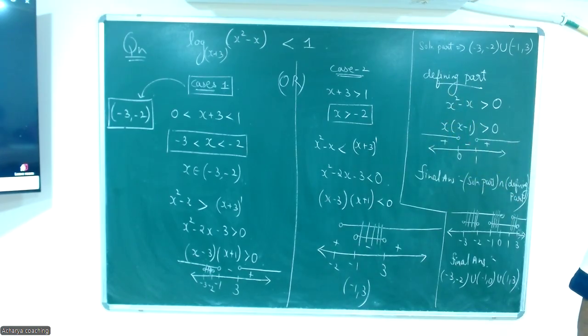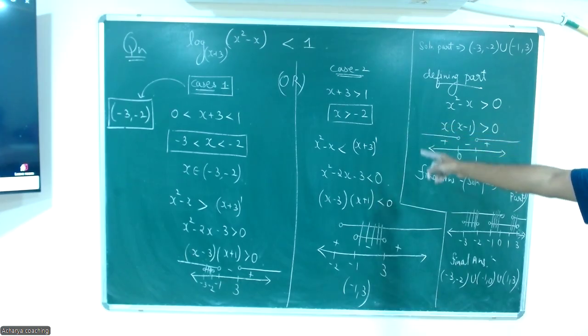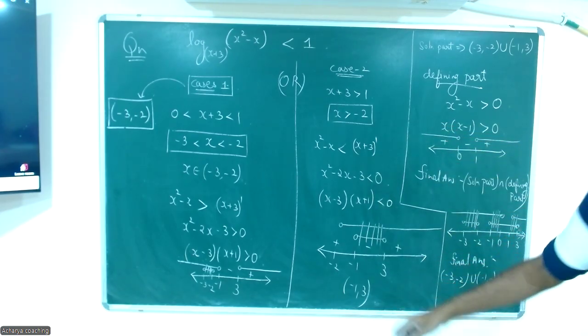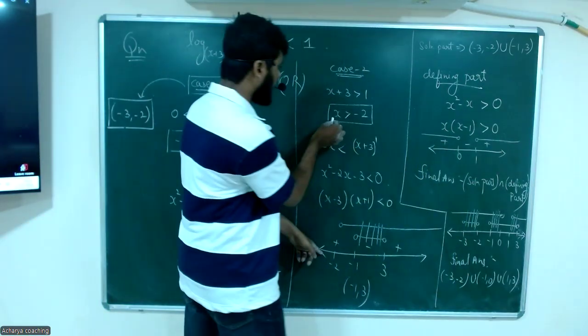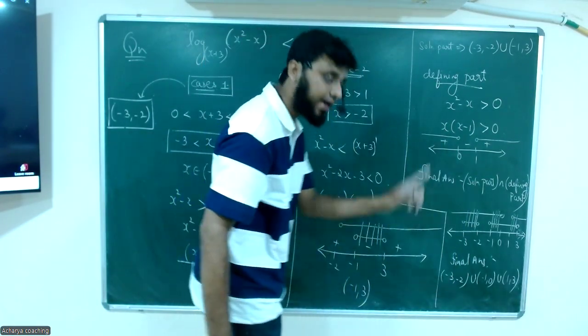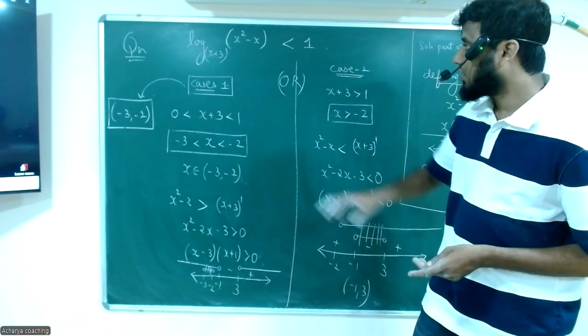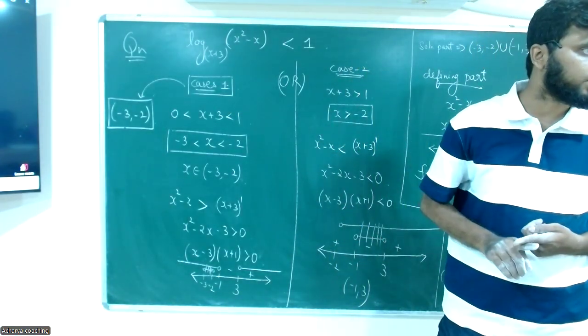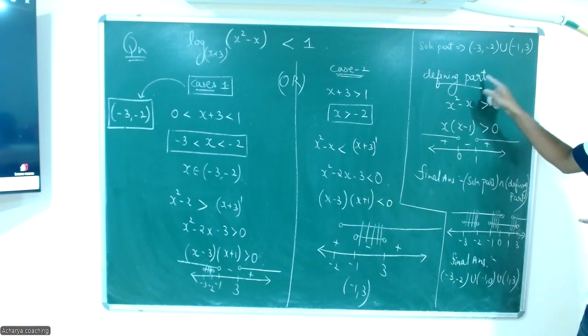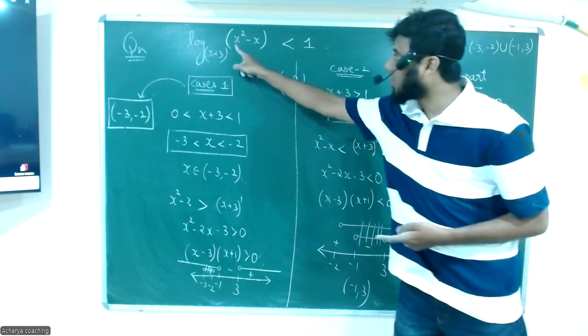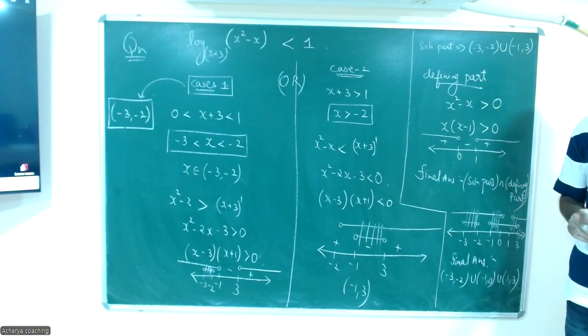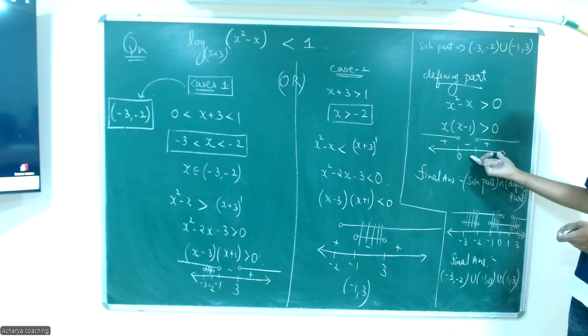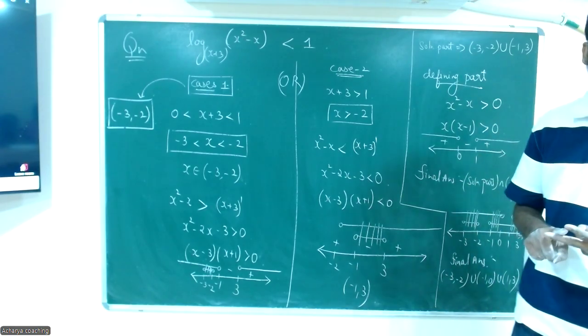Next, similarly, I have done for case 2. So base I have taken greater than 1. So once I have taken base as greater than 1, I got this answer. After getting this, I have to take intersection with the initial condition. That will be the answer for case 2. Solution part: case 1 answer union case 2 answer. Clear? That is what I have written here. Then defining part also we have to see. Inside log, whatever is there, it should be strictly greater than 0. So defining part, I got this answer. Our final answer is solution part intersection with defining part. Clear? If you have any doubt in this, you can ask.